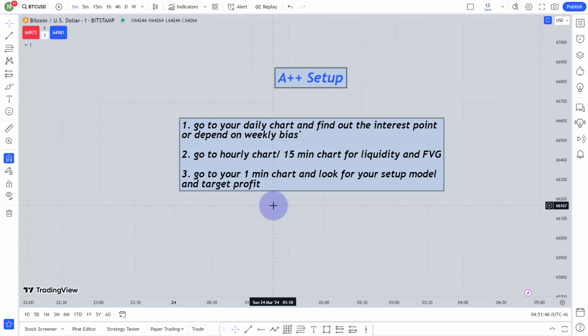How are you all? Here is the A++ setup. I believe that you all are looking for this. So I'm gonna go with the A++ setup. Okay? Here are just three rules you have to follow.